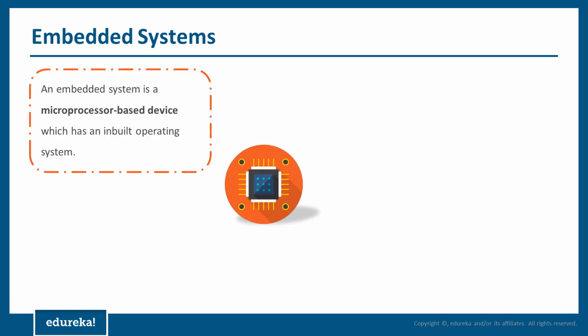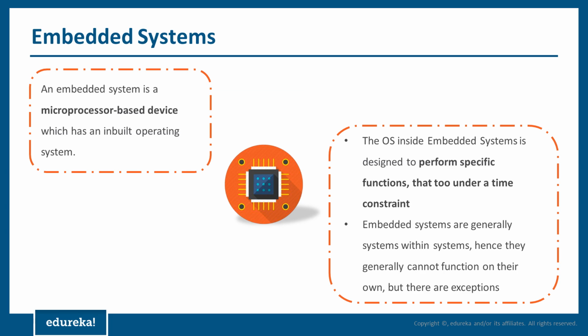So an embedded system is nothing but a microprocessor based device which has an inbuilt operating system. Somewhere the operating system could be very developed, like Raspberry Pi. They've got a complete Linux operating system. Arduino has a very basic inbuilt OS which can interpret a program; you just flash the program and it'll run the program in a loop. Or a PLC, you just program the logic controller and it runs that logic every now and then. So the OS inside an embedded system is designed to perform specific functions, and that too under a time constraint.